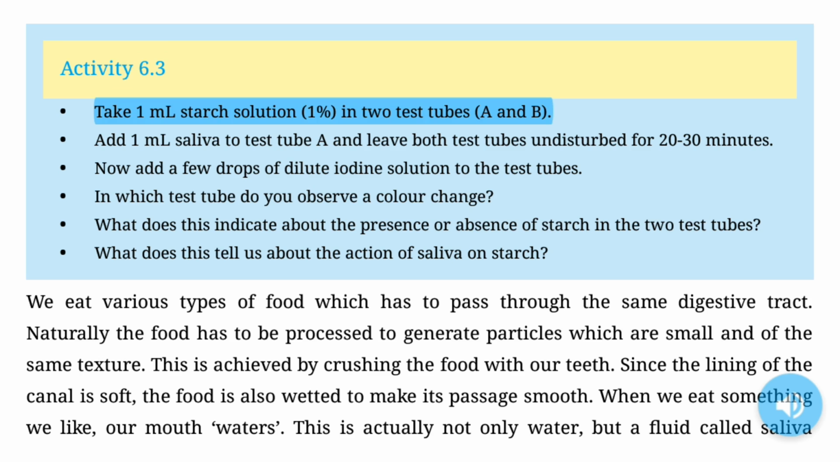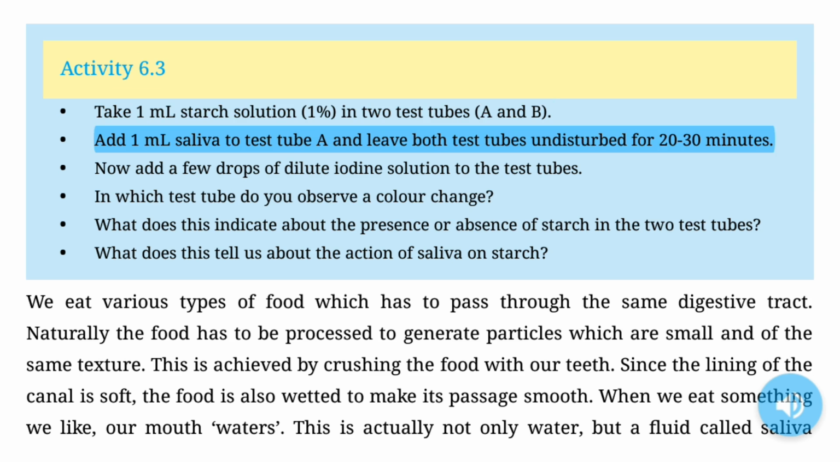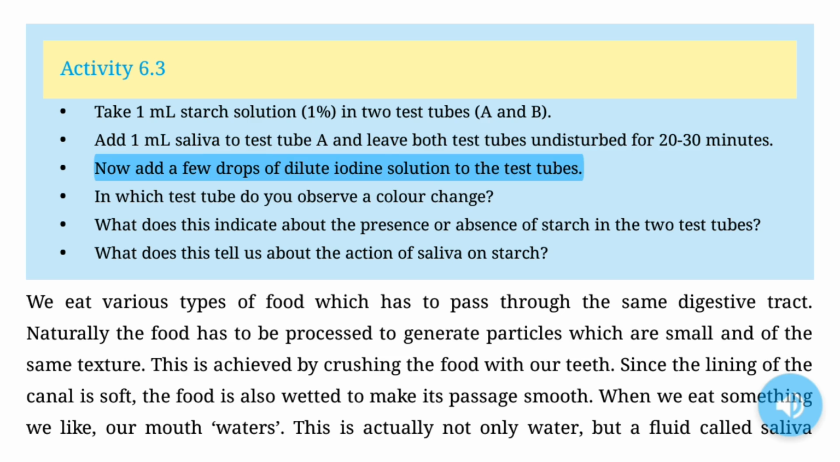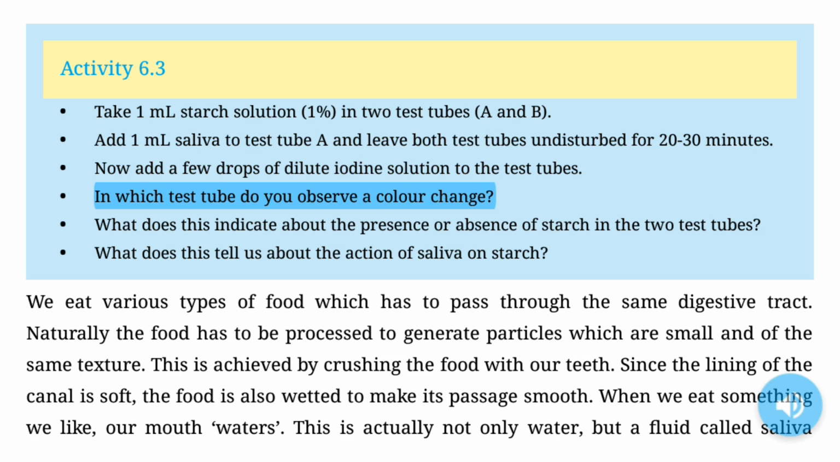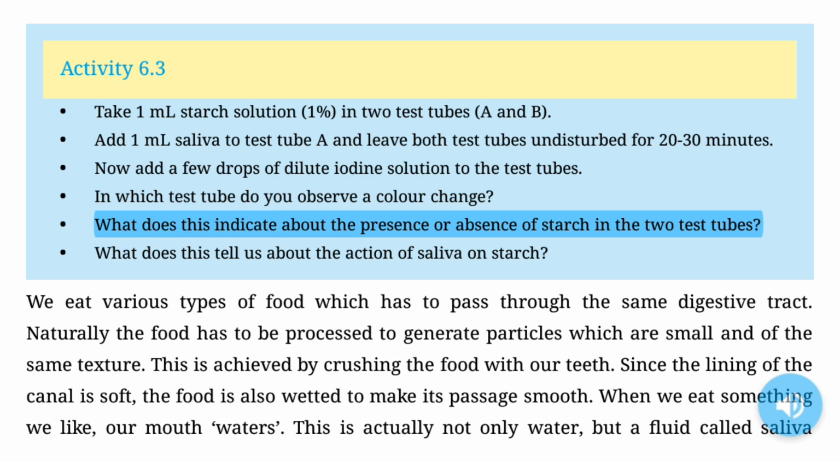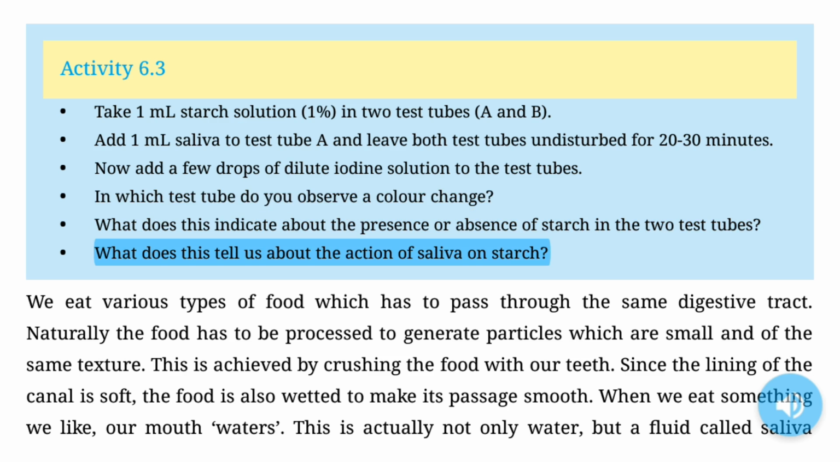Take 1 milliliter starch solution 1% in 2 test tubes A and B. Add 1 milliliter saliva to test tube A and leave both test tubes undisturbed for 20-30 minutes. Now add a few drops of dilute iodine solution to the test tubes. In which test tube do you observe a color change? What does this indicate about the presence or absence of starch in the 2 test tubes? What does this tell us about the action of saliva on starch?